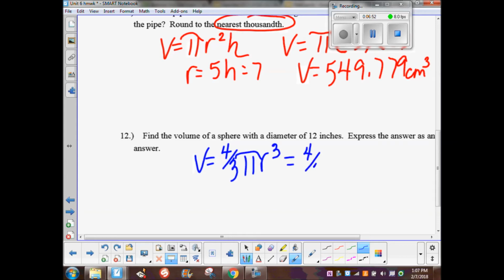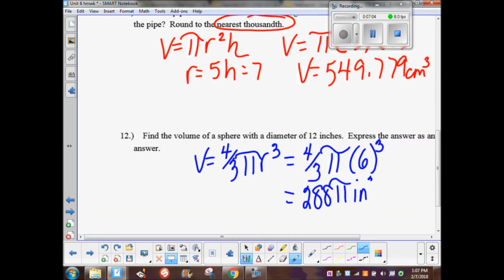The volume of a sphere. So 4/3, and they want an exact answer, so don't use the pi key. Okay, you've got to make sure you're using the radius, and you end up with 288 pi inches cubed.